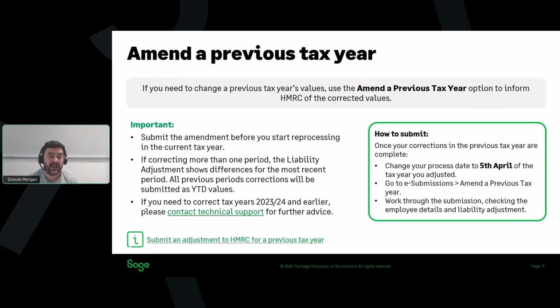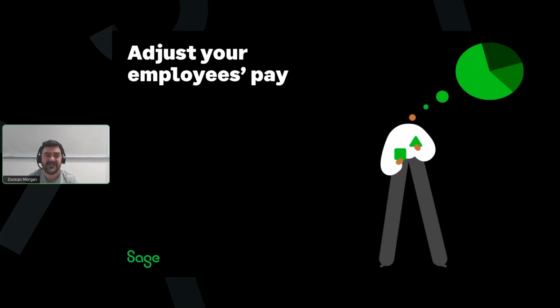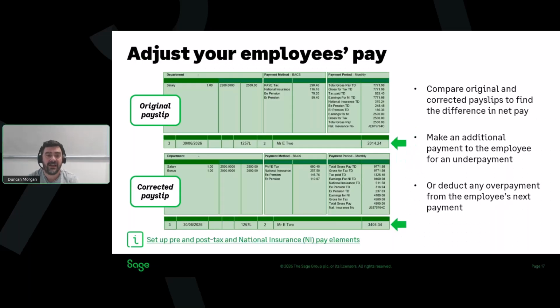So we fixed our payroll records. We've done our submissions to HMRC. Last thing to consider is the adjustments you need to calculate for your employees, HMRC, and anyone else that needs to be paid. So when it comes to the employee's pay, because you'll have original payslips and corrected payslips, the easiest way to work out what you might owe to an employee or what they owe you is to compare the net pay on each.